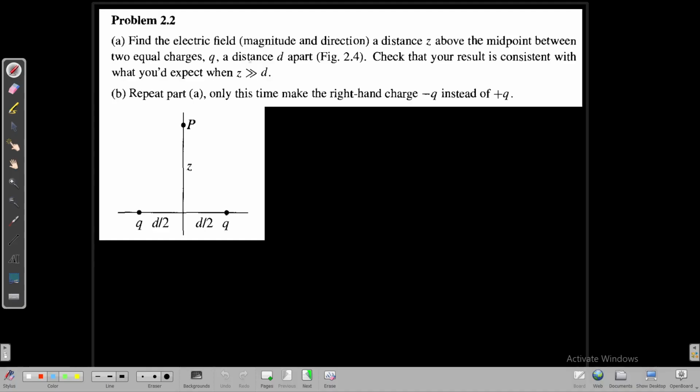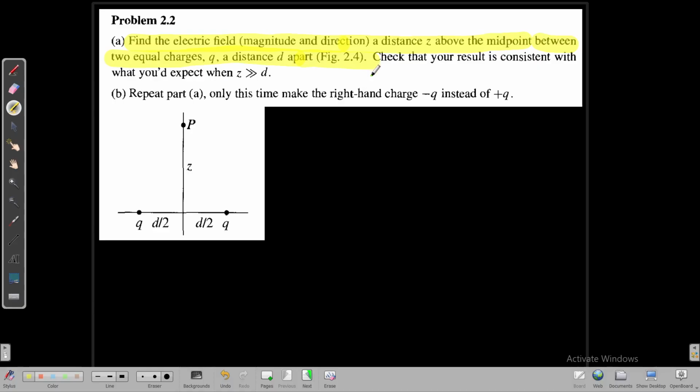Fine. So let me take a highlighter. In this problem 2.2, we have part A and part B. Find the electric field, magnitude and direction, a distance z above the midpoint between two equal charges q a distance d apart, as given in figure 2.4. We have to check that the result is consistent with what you would expect when z is much greater than d.